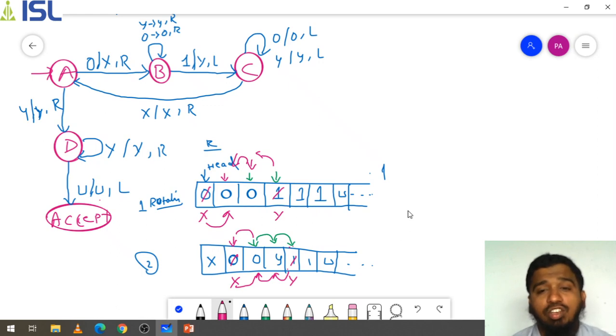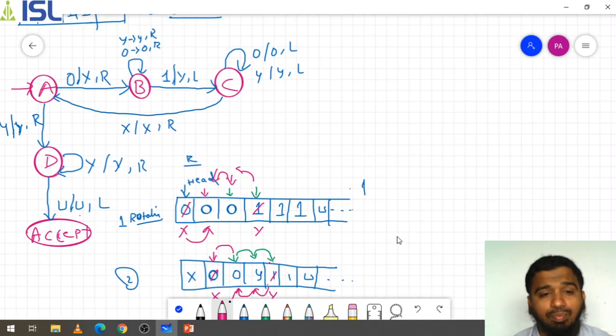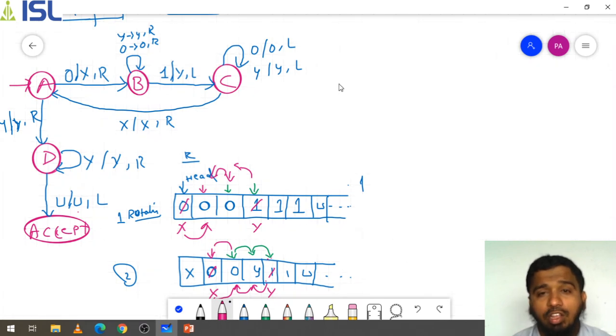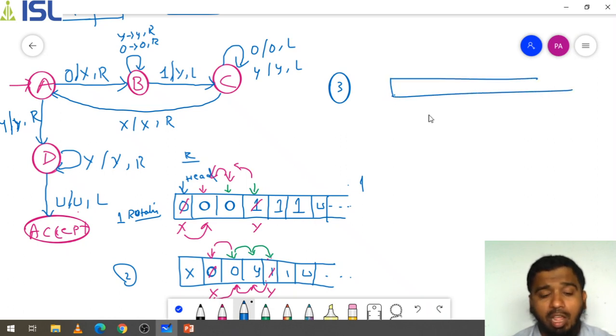So our third rotation will start here. Okay, third rotation I will write here with the same color. In the 3, in the tape, what are the values we have now? X, 0, y, 1, blank, and so on.